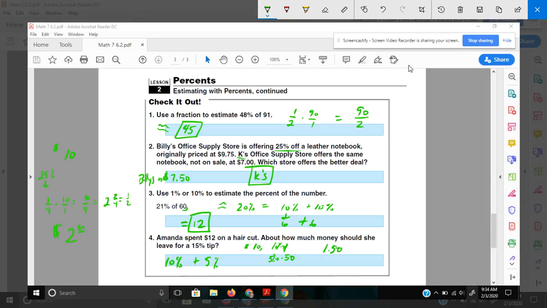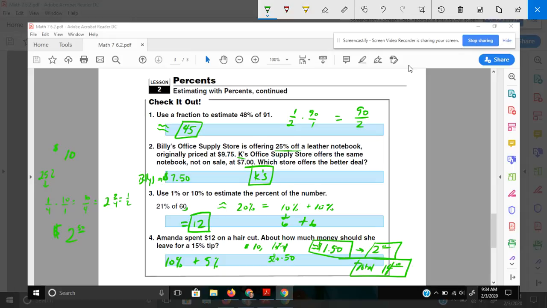So how much should you leave for 15%? About $1.50. You're probably going to want to round up since we rounded down for the cost. So about $2. So your total would be close to, on your haircut, $14, which doesn't seem too far off.